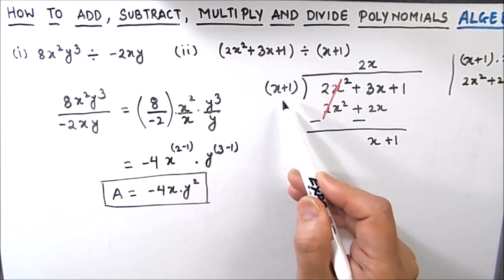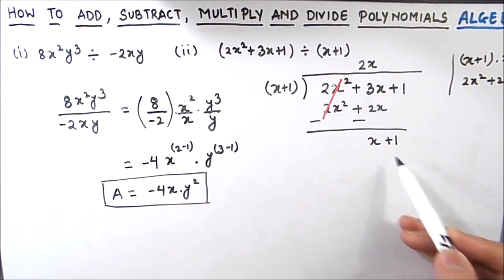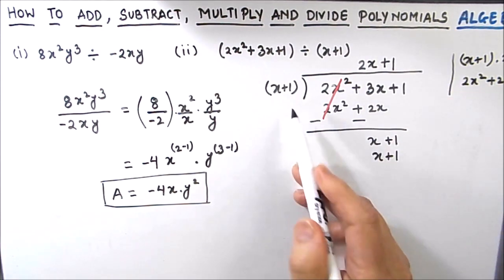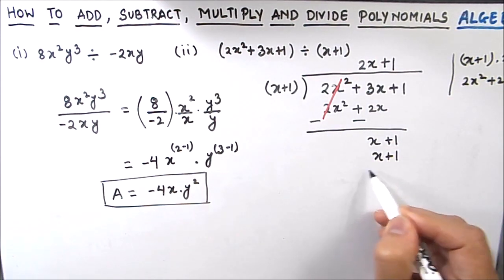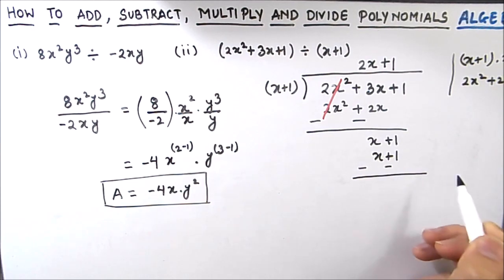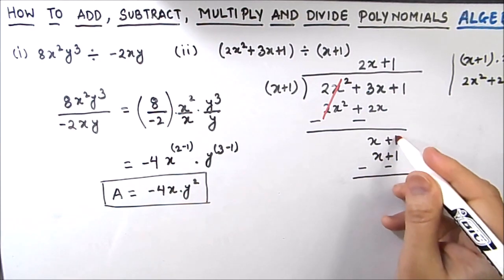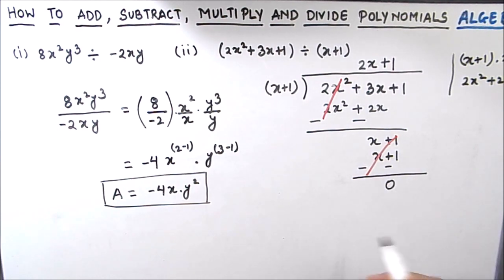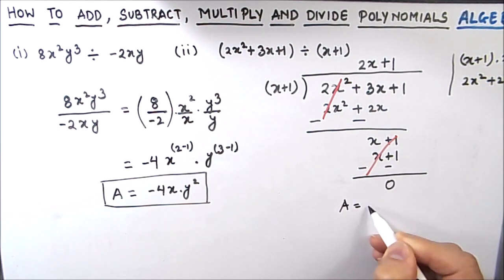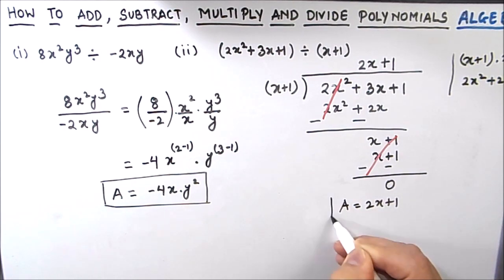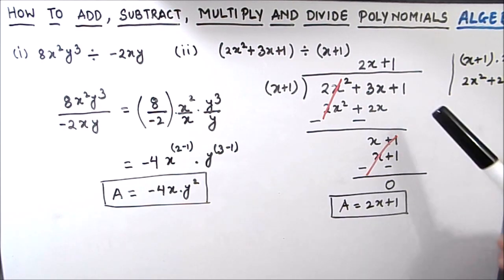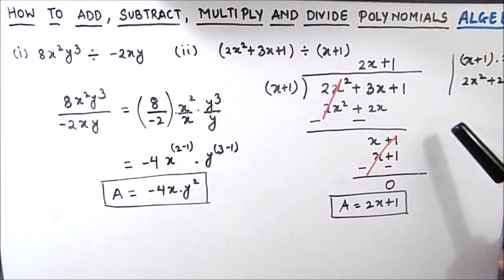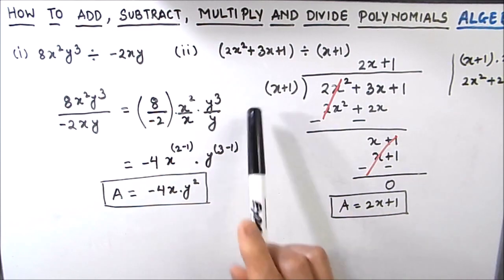So we need to multiply x plus 1 with such a number to get x plus 1, and that number is plus 1. So x plus 1 times 1 is x plus 1. Now we are going to change the sign for subtraction. So this all gets cancelled and we are left with 0 remainder. So our quotient or the answer is 2x plus 1. So in polynomial division, we keep on dividing the polynomial until we get the remainder as 0 or a polynomial of degree less than that of the divisor.